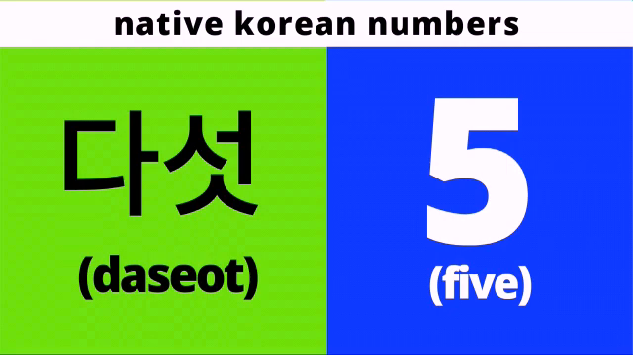Next, the native Korean version of number 5 is dasot. Pronounce it with me. Dasot. This is composed of two syllables. The first syllable is da, the second syllable is sot. Again, it's dasot.